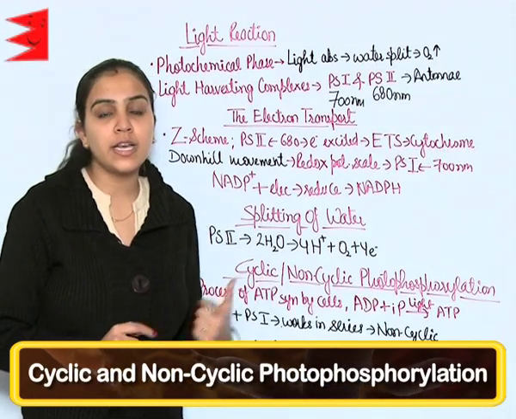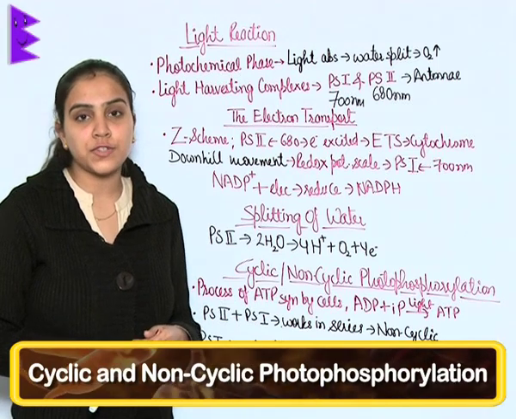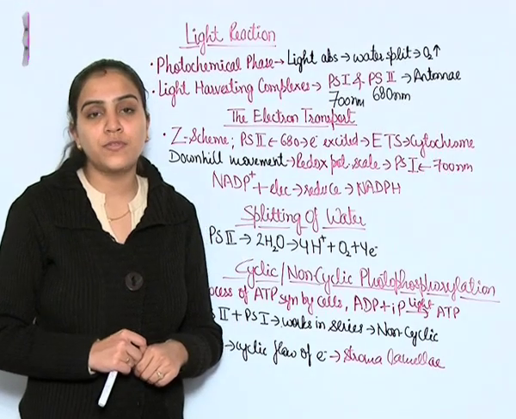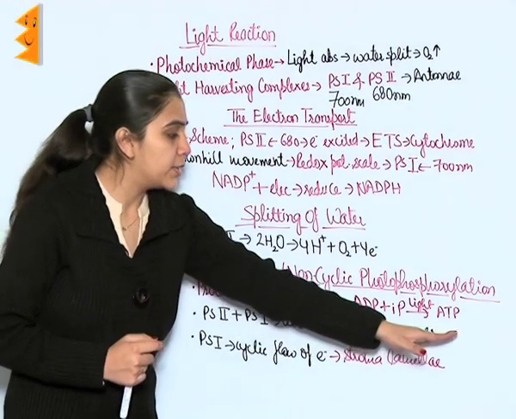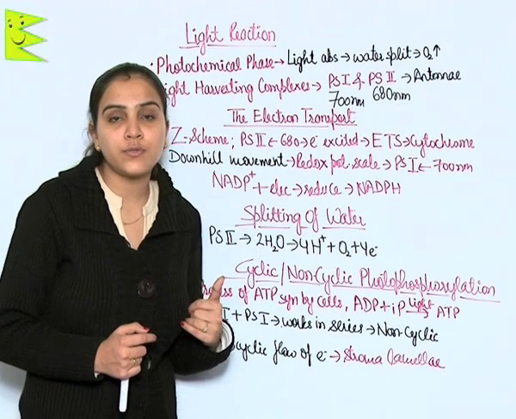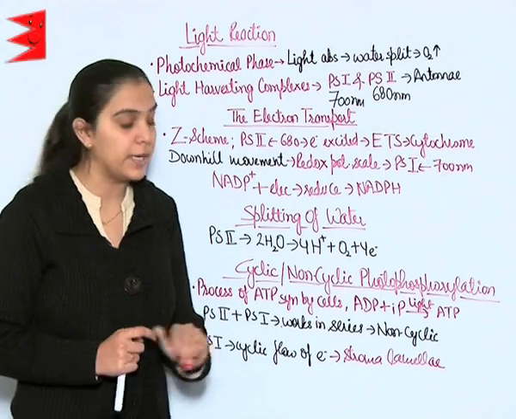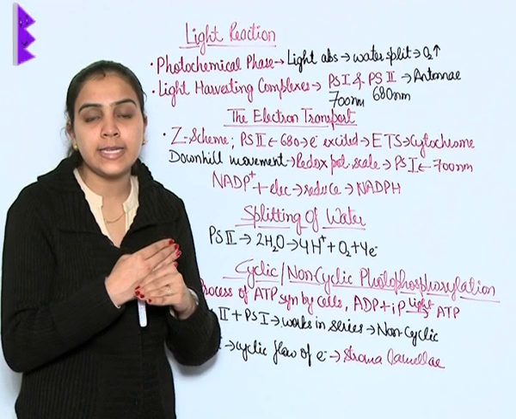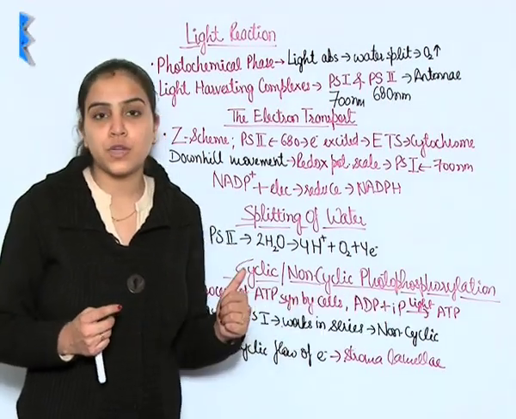Cyclic and non-cyclic photophosphorylation. You can see in the diagram cyclic photophosphorylation. Photophosphorylation is nothing but the process of synthesis of ATP by cells. Now, synthesis of ATP involves ADP plus inorganic phosphate, and when light is present, it gets converted into ATP. When PS2 and PS1 are working in series for the production of ATP, it is known as non-cyclic photophosphorylation.